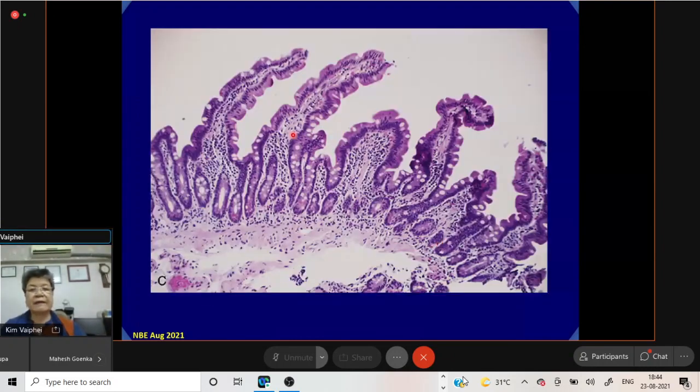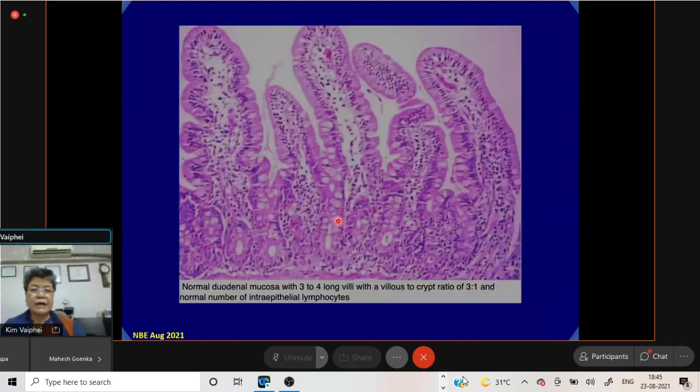And so this is just another area to show that all the time, villi will not be long and tall like this. Some villi may be stunted, broad, but that doesn't mean that this is an atrophic villus or villous atrophy. So the biopsy has to be properly oriented. When do we call the biopsy properly oriented?